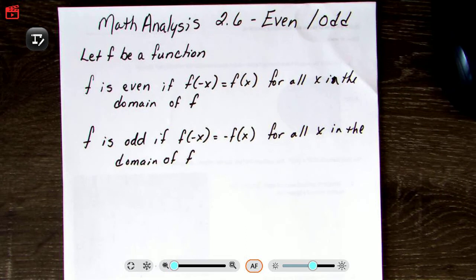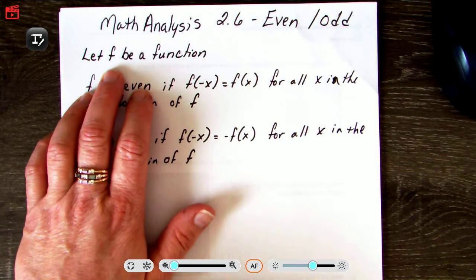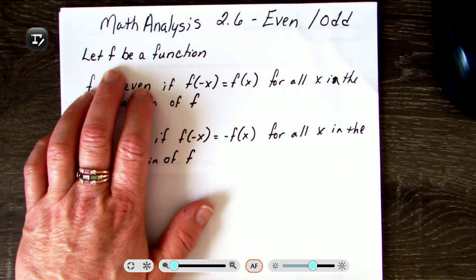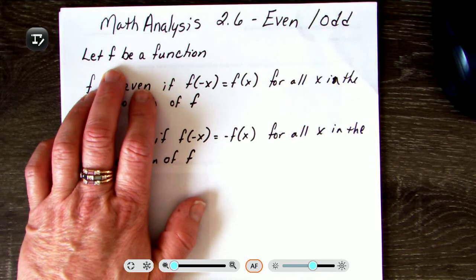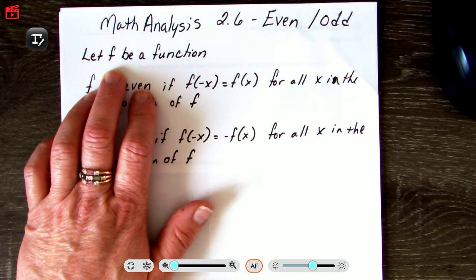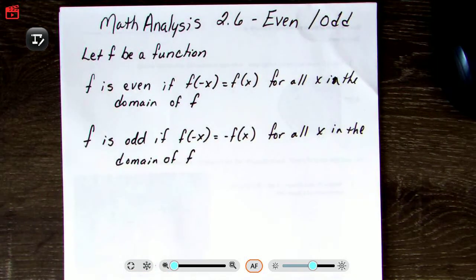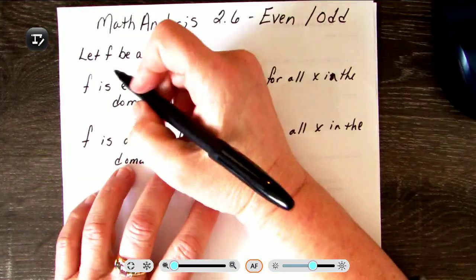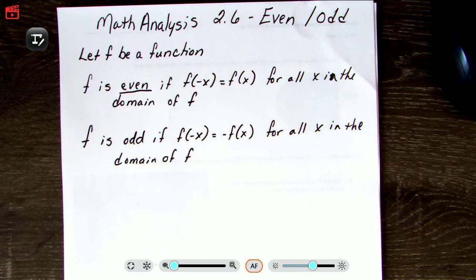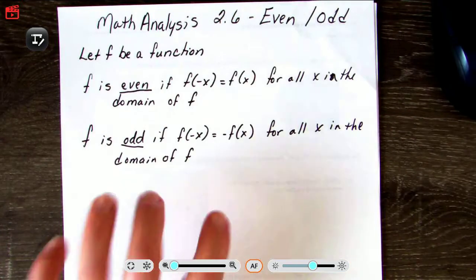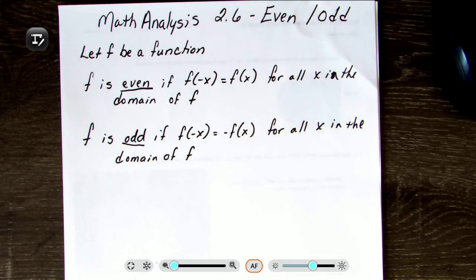So I do have the definitions written here. First of all, we have to be a function. So again, if you can remember, a function is something that passes the vertical line test. For every input, for every x value, you only get one y value coming out. And if we do have a function, it is considered to be even. There is some connection to those terms as far as exponents go, but we do have to be a little bit careful. So we'll talk about that in a second.